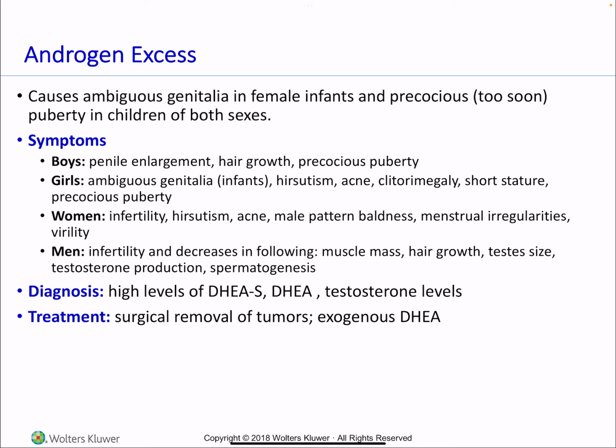So, androgen excess causes ambiguous genitalia in female infants and precocious puberty in children of both sexes. Ambiguous genitalia is basically a rare condition in which an infant's external genitals don't appear to be clearly either male or female. In a baby with ambiguous genitalia, for example, the genitals may be incompletely developed, or the baby may have characteristics that belong to both sexes, male and female.